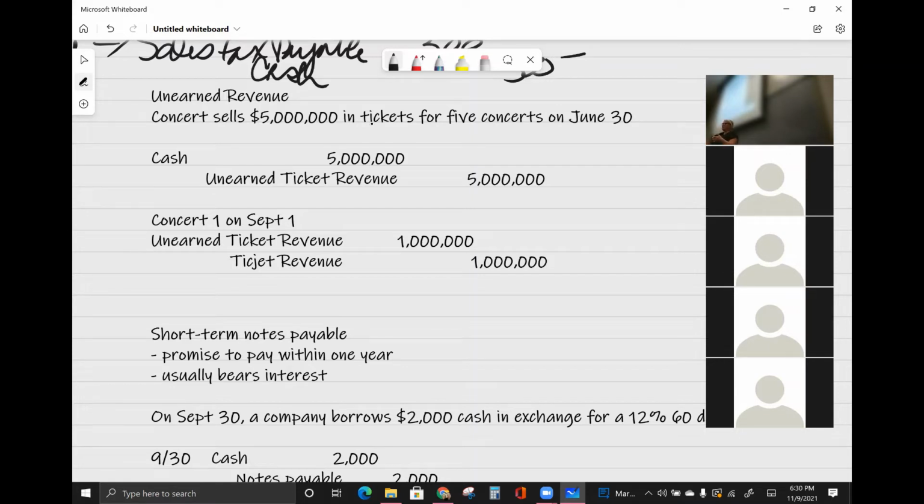Does that make sense? So what's left going into the next year? Because the liabilities on the balance sheet, what's left on my balance sheet that says I still owe? 5 million? 4 million, right? We just reduced it by debiting $1 million. So now my balance in that unearned ticket revenue is going to show $4 million, and that's going to roll into the next period.